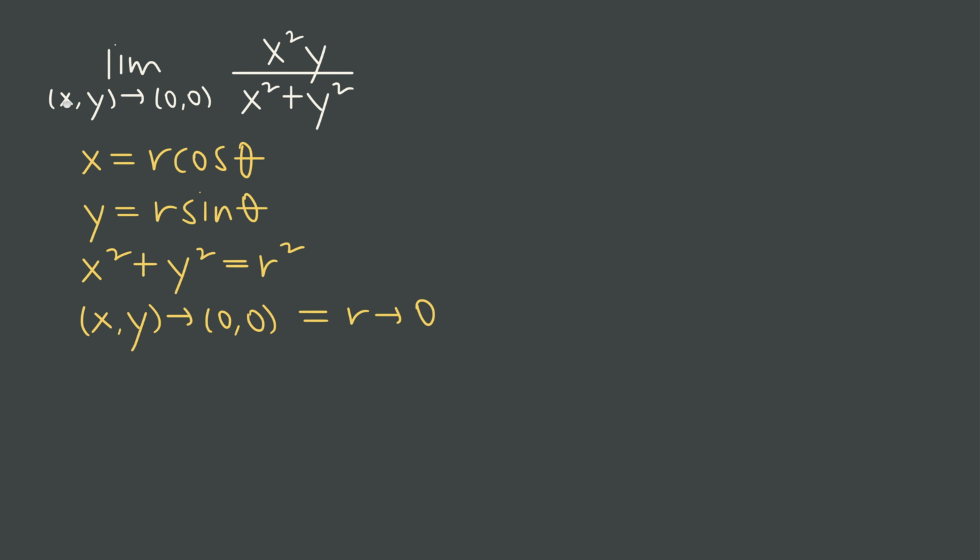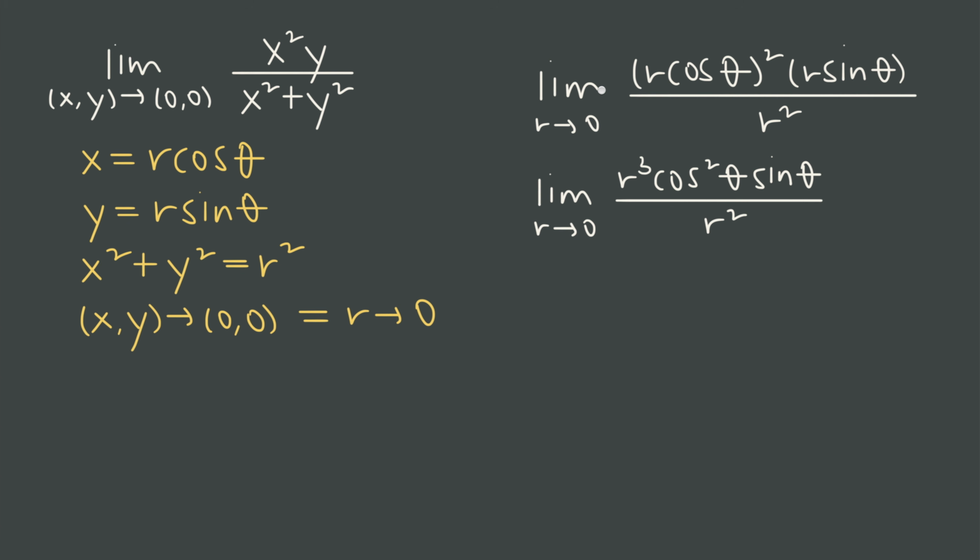And if we're taking the limit as x, y approaches 0, 0, we can rewrite that as r approaching 0. So in this particular case, we'll get the limit as r goes to 0 of r cosine theta quantity squared times r sine theta when we substitute for x squared and y. And in the denominator, because we have x squared plus y squared, we know that's equal to r squared, so we replace that value. And when we simplify the numerator, we get here r squared times r times cosine squared theta times sine theta. We can cancel an r squared from both the numerator and denominator, and that leaves us simply with r times cosine squared theta sine theta.